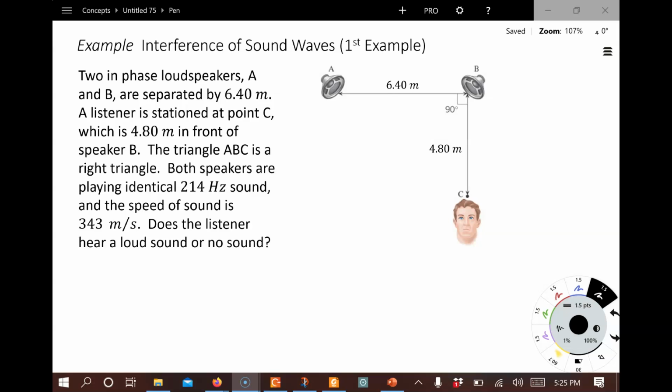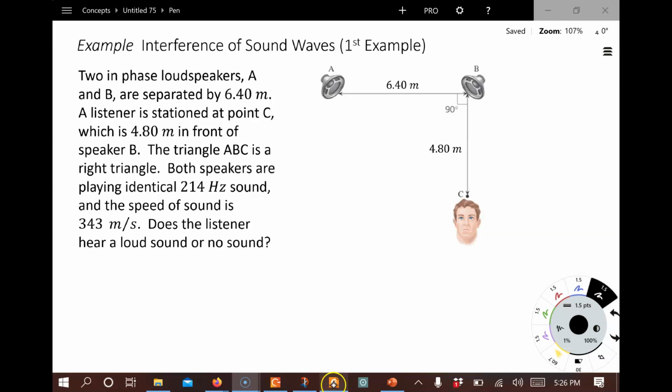That means that A and B speakers are emitting sound waves that have crests that are coming out at the same time. They're emitting the troughs at the same time, and so they're in sync. Those waves travel and they come to the listener at point C where the two waves mix and they can interfere. And we're going to try to figure out if that interference produces a larger total wave that's louder or a smaller one that's quieter.